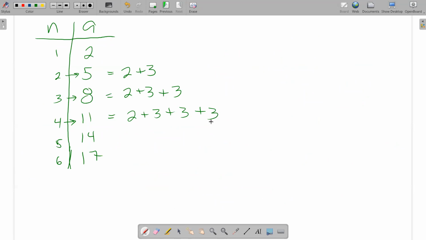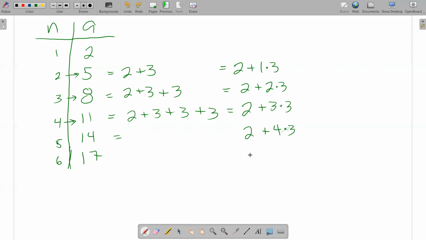So let's write this in a slightly different way. To get to the 5, I started with 2, and then I added on 1 3. To get to the 8, I started with the 2, and I had to add on 2 3s. To get to the 11, I started with 2, and I got to add on 3 3s. Okay, and hopefully we see a pattern here. There's always a 2, and there's a bunch of 3s. 1, 2, 3. So the 14 must be 2 plus 4 3s. And the 17, we already saw that.